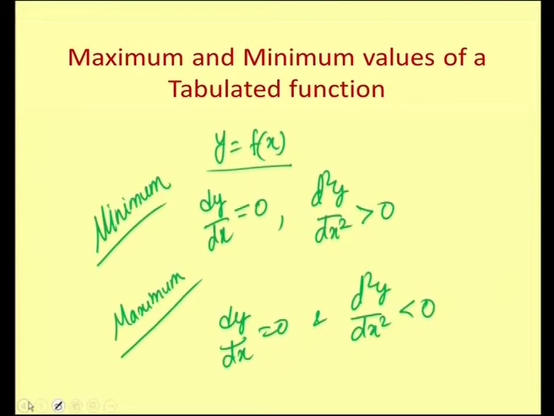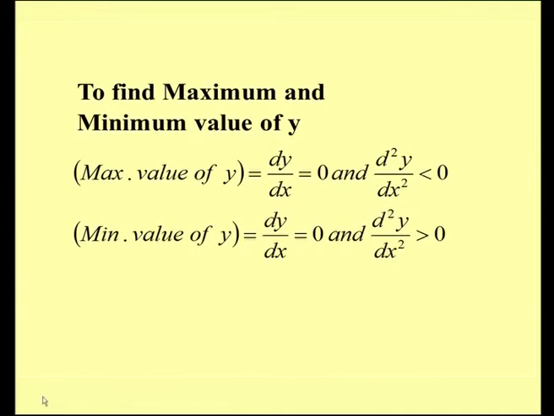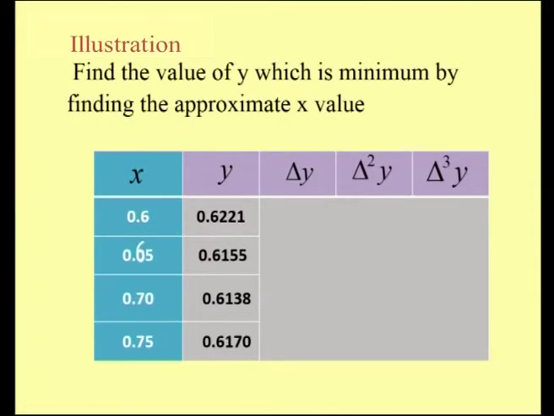If it is in the format of x, then we can differentiate and find dy by dx. If it is in a tabular column, then we use Newton's forward or backward difference. So, the maximum value of y appears at dy by dx equal to 0, as just discussed. Now, we shall see an illustration of how a minimum value is found using a tabulated function.